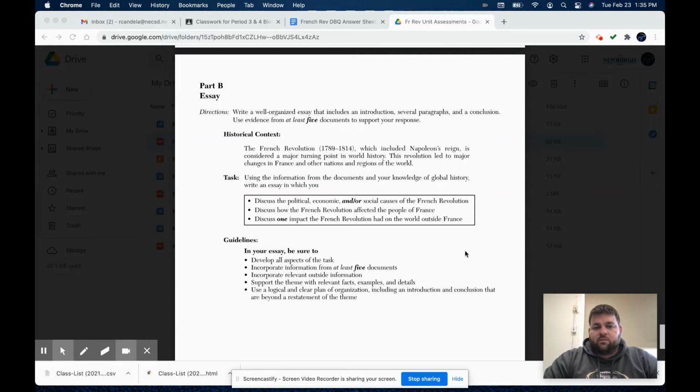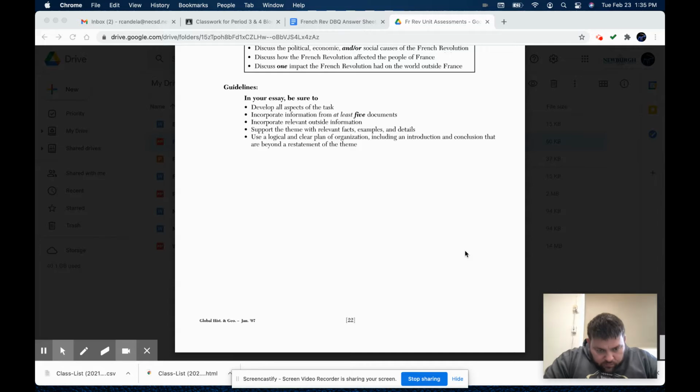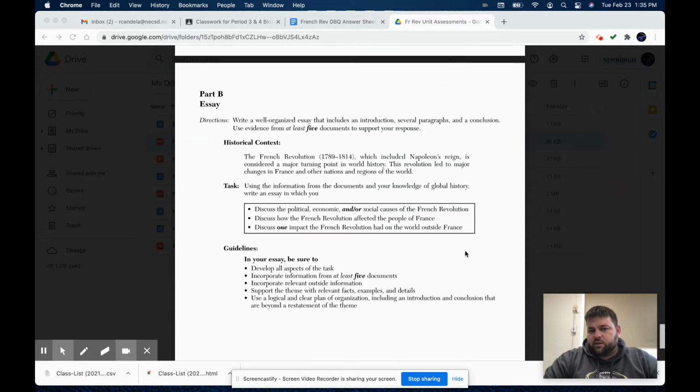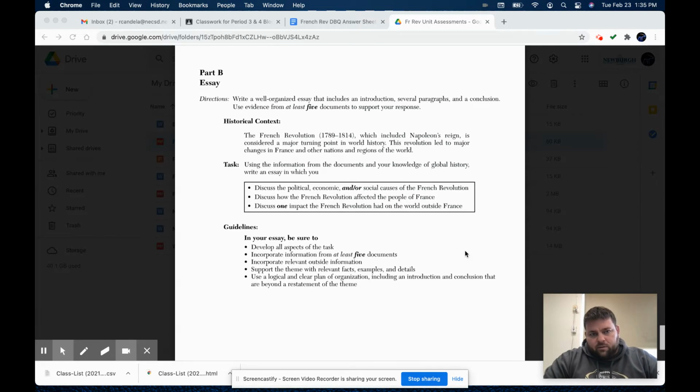DBQ essay, this is directly off of Regents. This is off of the January 2007 Regents exam. So I'm not watering this down at all. This is exactly what you get from the state. So just going to kind of go over this with you.